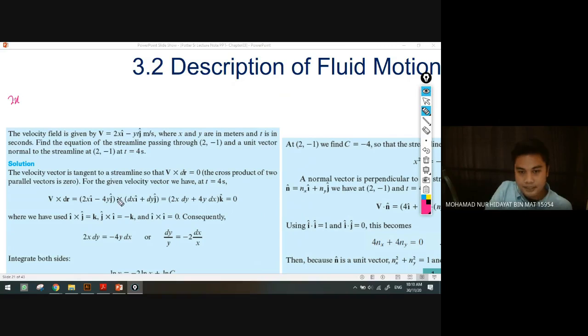2x multiply with I dx, 2x dx I. Okay, 2xi multiply with dyj. I multiply with j is always, okay, you use this: this is I, this is j, this is k. So I multiply with j is positive. So positive 2x dy k.